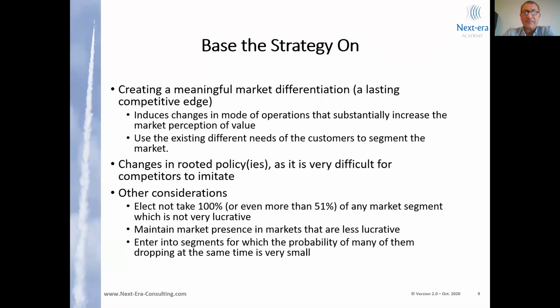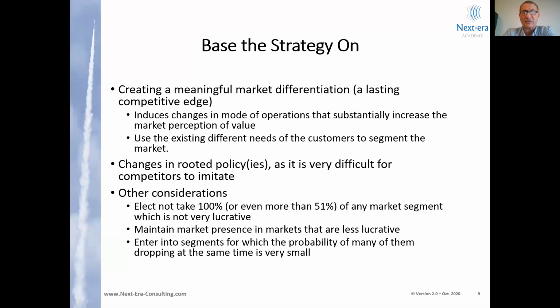This can be achieved by the company introducing changes in its modes of operation that can meaningfully affect the market perception of value. And as different customers have different needs, through understanding those needs, we can do an effective market segmentation by basically what type of problems we can solve for each market segment. In other words, if two markets have somewhat different lists of undesirable effects, they are inherently segmented, and we can offer a different value proposal to each one.